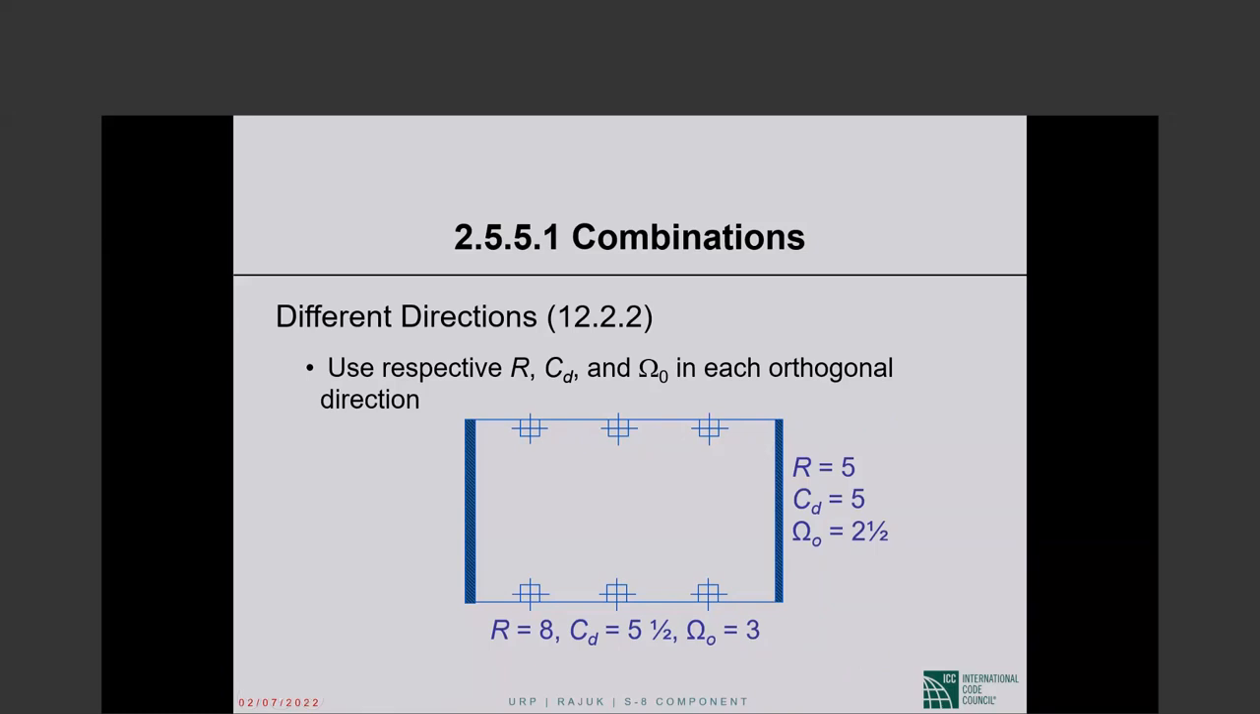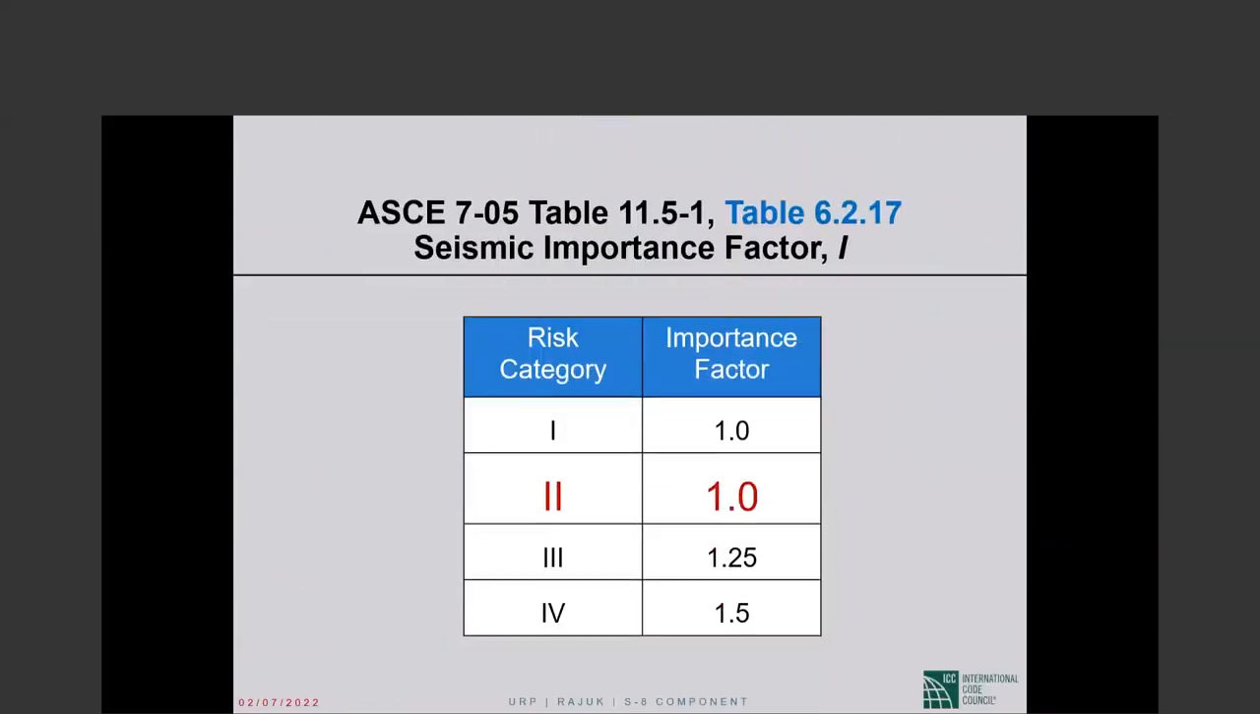At one time there used to be, but for a long time we have gone by what is shown in the picture. So in the bearing wall direction, we have R of 5, C sub D of 5, omega sub 0 of 2.5. In the frame direction, we have R of 8, C sub D of 5.5, omega sub 0 of 3. Very simple. The 2 orthogonal directions are independent of each other. The vertical combination of structural systems gets a little complicated. I didn't go there to save on time, but you can read up, or if you ask me, we will discuss that.